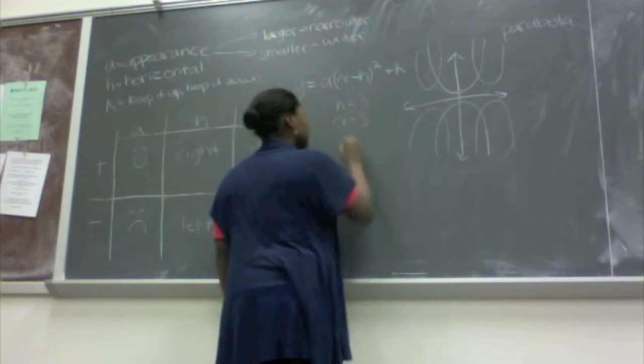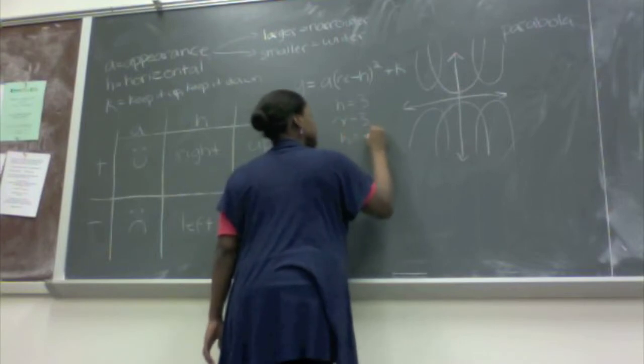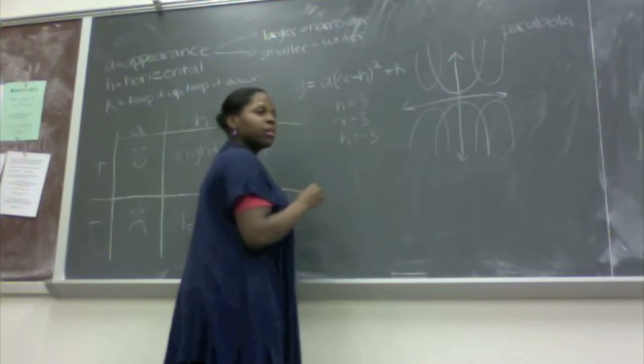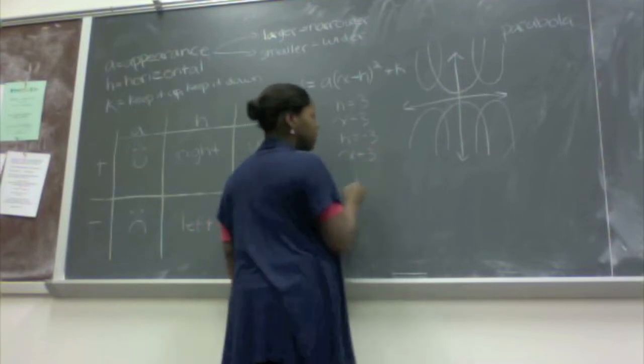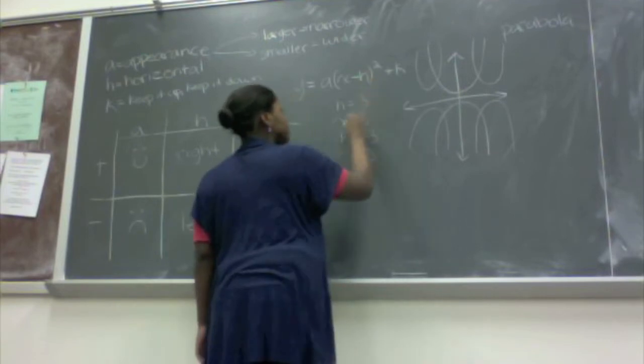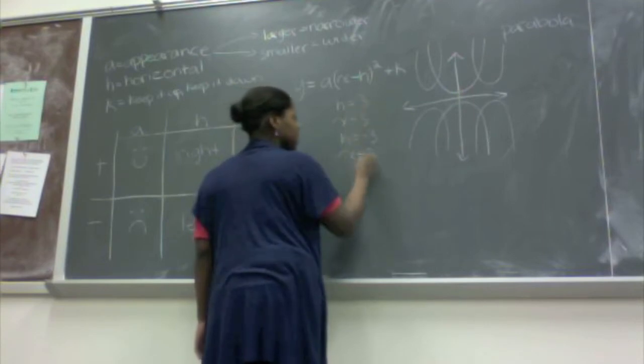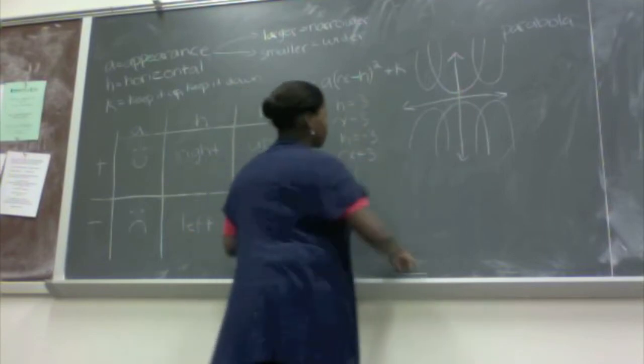And now, tell me, if h equals negative 3, what would you write? x plus 3. Good. So, if h is positive, it looks like this. But if h is negative, it looks like that. So make sure you remember that.